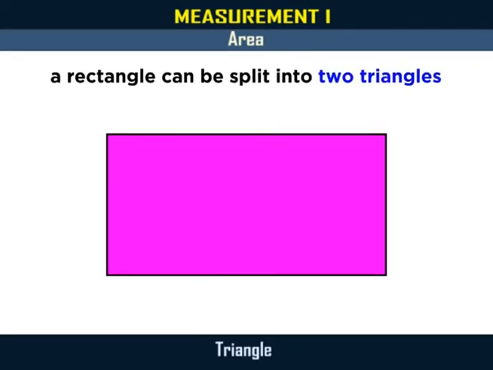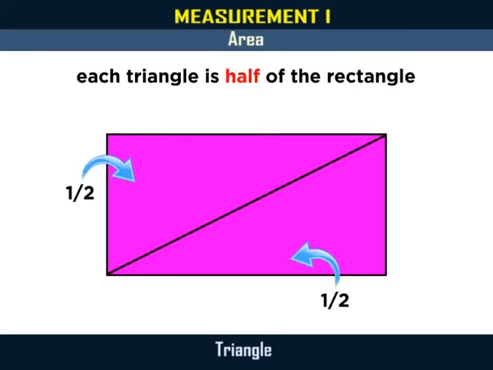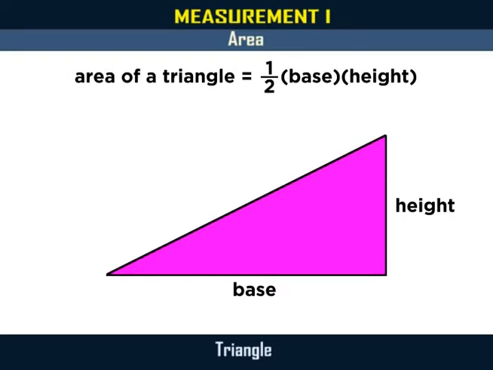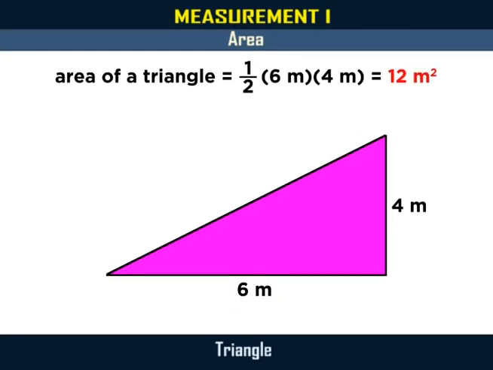Back to the rectangle, if we split it into 2 equal halves, we shall have 2 triangles. Each triangle has half the area of the original rectangle. That's how we get the area of a triangle. Area of the rectangle is base times height, and then we cut it into half, so half base times height. So for this triangle, we have an area of 12 square meters. Remember, the base and the height must be perpendicular to each other.